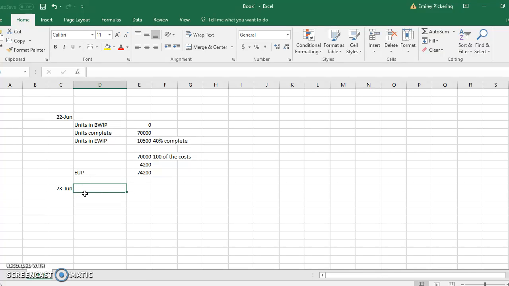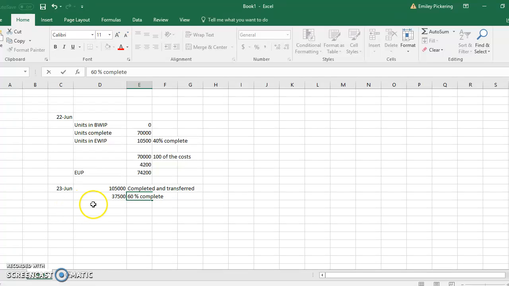It's 6-23. So in this case, in April, the grinding department, we have two departments here. So the grinding department completed and transferred out 105,000 units. Okay, and then they also had 37,500 units that were 60% complete. And they incurred manufacturing costs totaling 1,530,000. So calculate the unit cost.